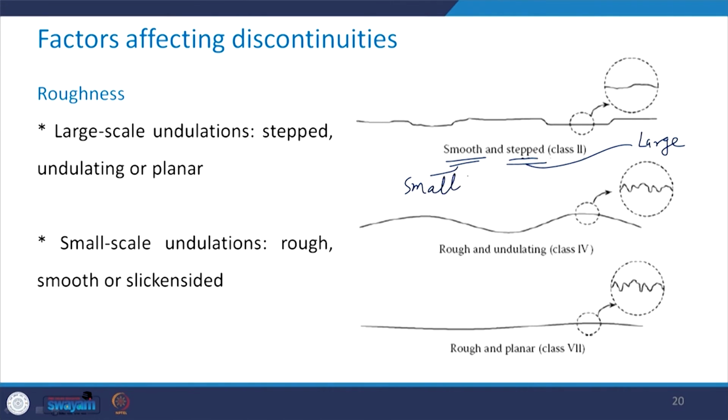As is clear from the figure, whether a joint is stepped, undulating or planar, we can visualize that just by looking at the figure. But the small scale unevenness cannot be seen unless you zoom into a small portion or take a close up. Then you will be able to see that here it is more or less smooth, and here it is rough, and this is also rough.